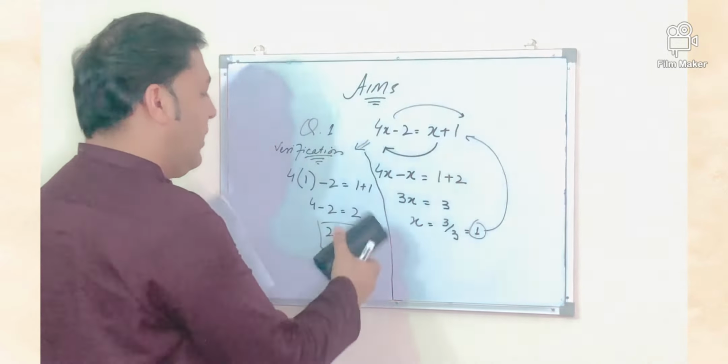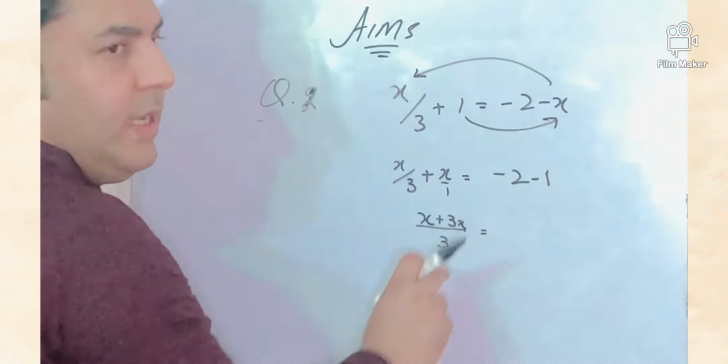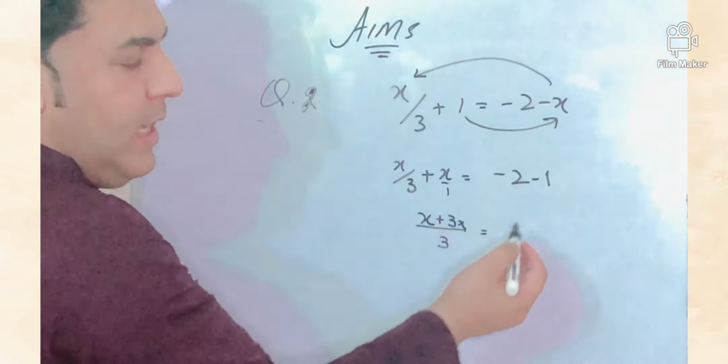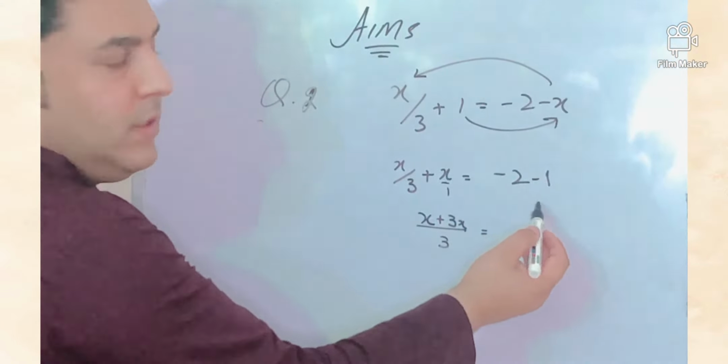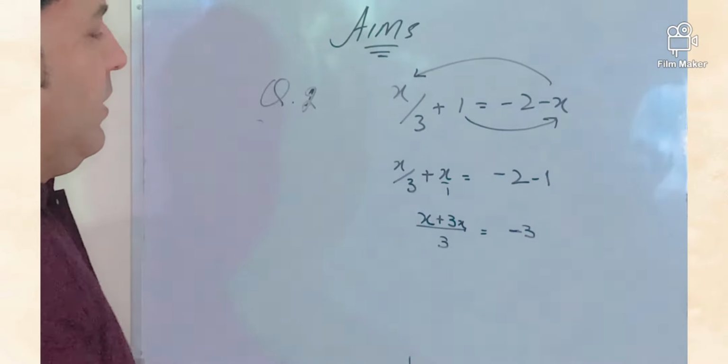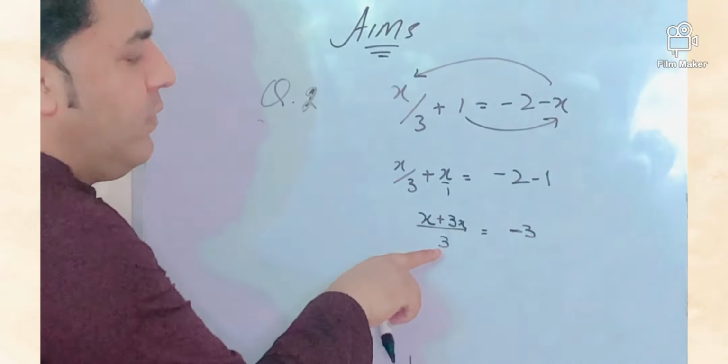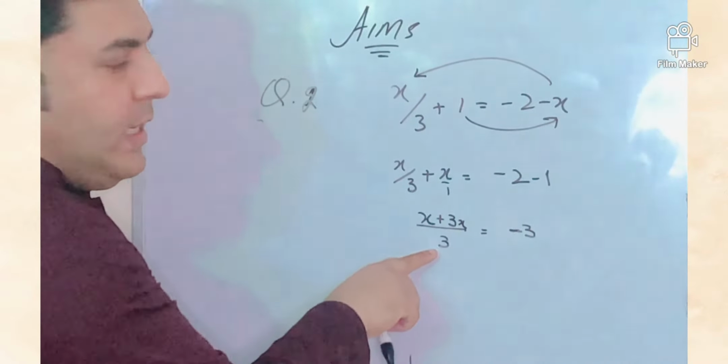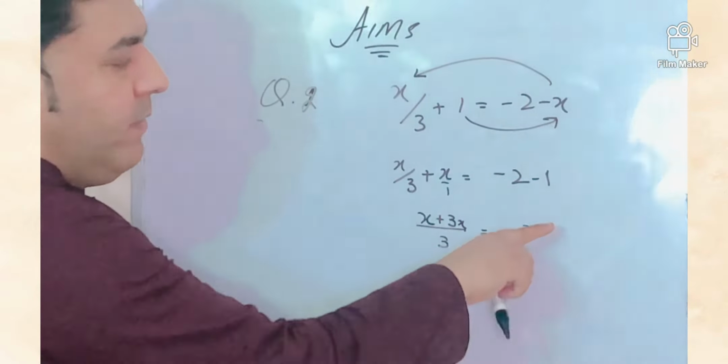1 into 3 is 3. 3 into x is 3x. Equal to, there are two, whenever there is same sign, we will do addition. And sign will remain same. Minus 2 minus 1 is, we will do addition, but sign will remain minus 3. Now, we have to remove this 3. It is being divided here. When I will move it to the other side, it will be multiplied.